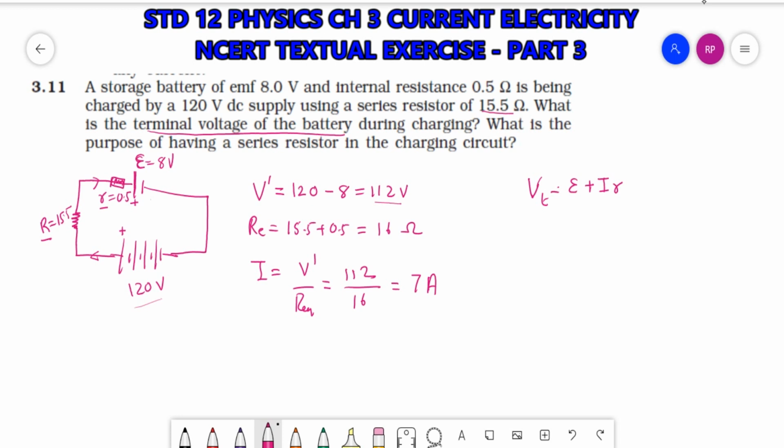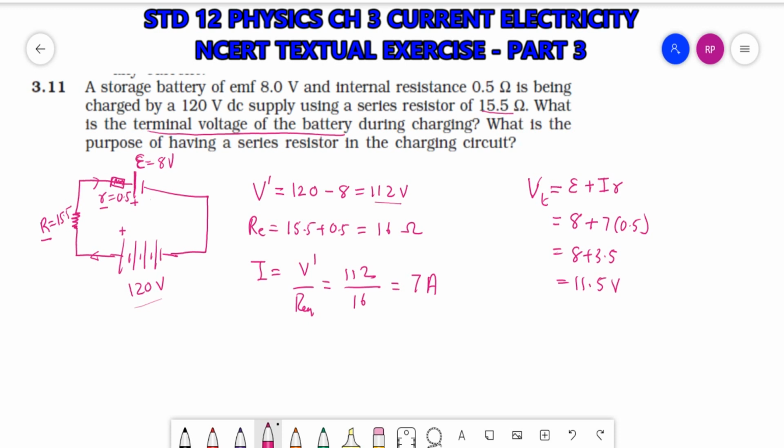So the terminal voltage Vt will be equal to 8 plus current 7 times internal resistance 0.5. This is 8 plus 3.5, so that will be equal to 11.5 volt. This is the terminal voltage of the battery.